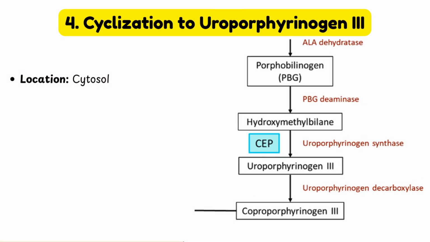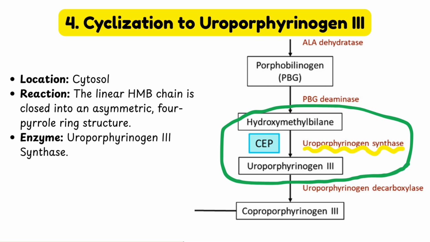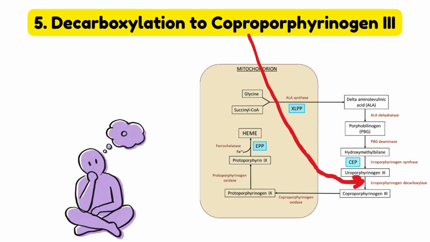Step 4. Cyclization to uroporphyrinogen 3. This step also occurs in cytosol. In this reaction, the linear hydroxymethylbilane chain is closed into an asymmetric, pyrrole ring structure by the enzyme uroporphyrinogen 3 synthase.